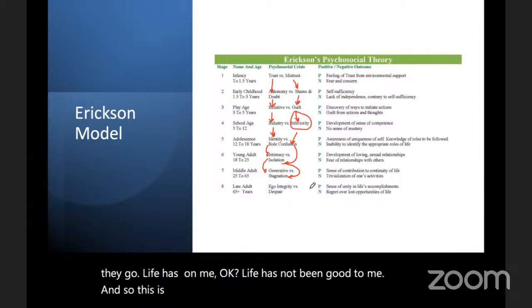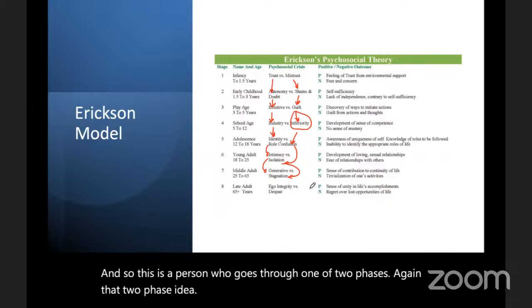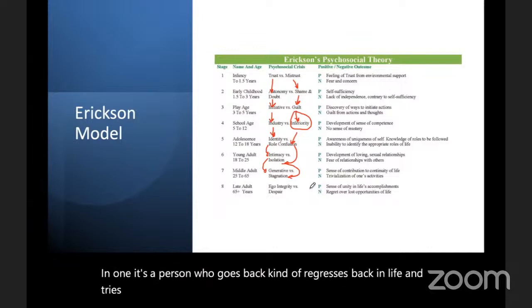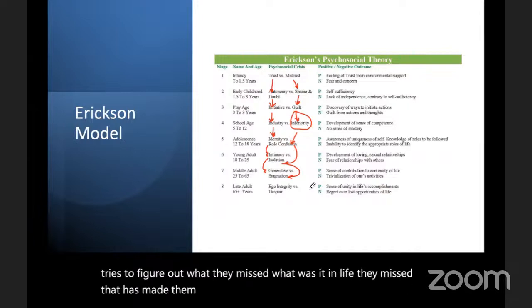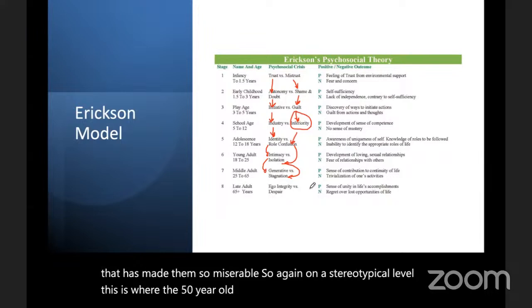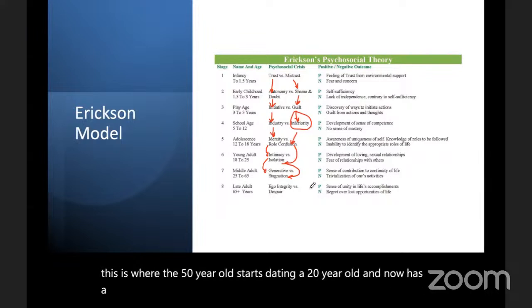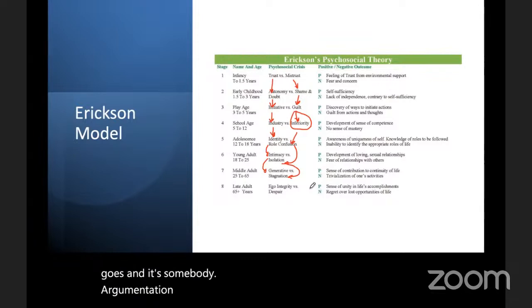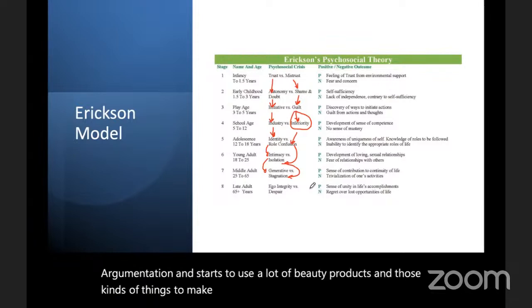And so this is a person who goes through one of two phases. Again, that two-phase idea. In one, it's a person who kind of regresses back in life and tries to figure out what they missed. What was it in life they missed that has made them so miserable? So again, on a stereotypical level, this is where the 50-year-old starts dating a 20-year-old and now has a sports car. Okay. On the stereotypical end, this is when the woman goes and gets some body augmentation and starts to use a lot of beauty products and those kinds of things to make herself feel useful, youthful.